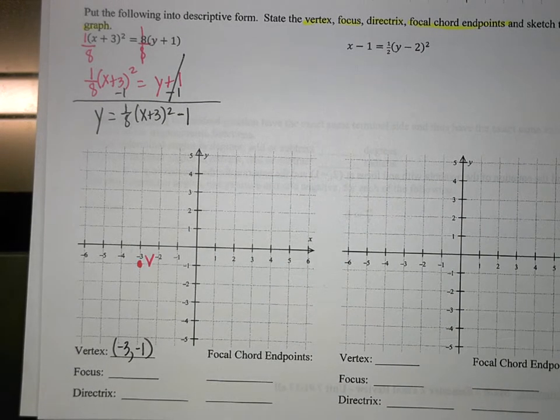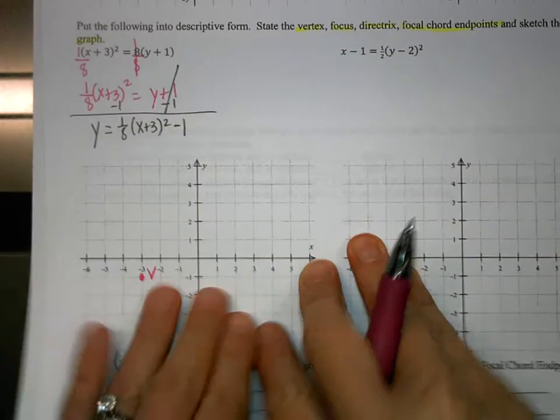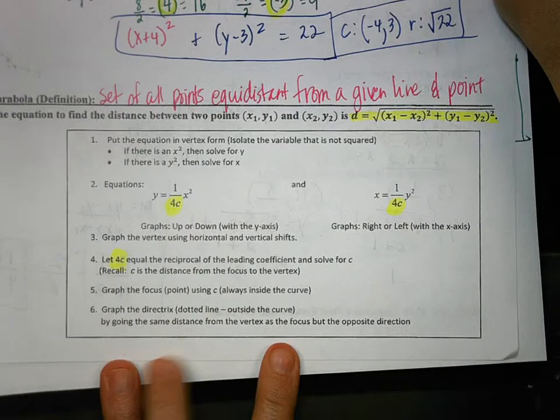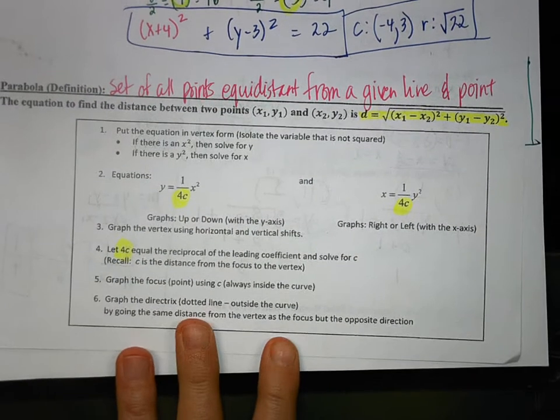We need to find the focal chord endpoints and the focus and the directrix. How do we do that? If you don't remember, go back to the previous page, where we had these notes for you. And you just have to know how to go backwards, which I'm having issues with. So how do I do that? What do we use?